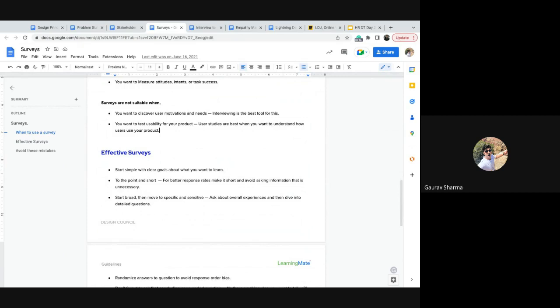Effective surveys always start with simple and clear goals. It is to the point and short. It doesn't have to have those 50 questions all the time, right? Think about it: as an individual, you're requesting somebody to spend time on something he or she is not essentially entitled to complete. You're requesting somebody's time. So essentially, the shorter the survey is, the better success it would give.